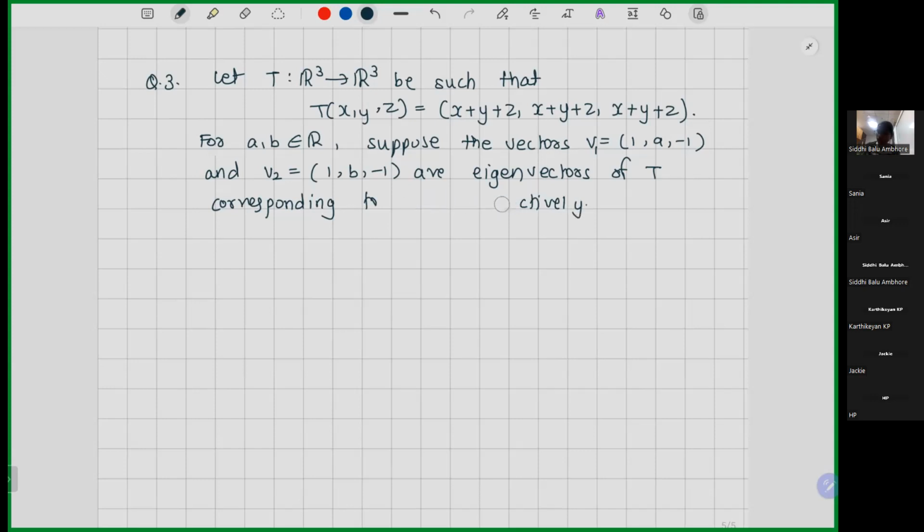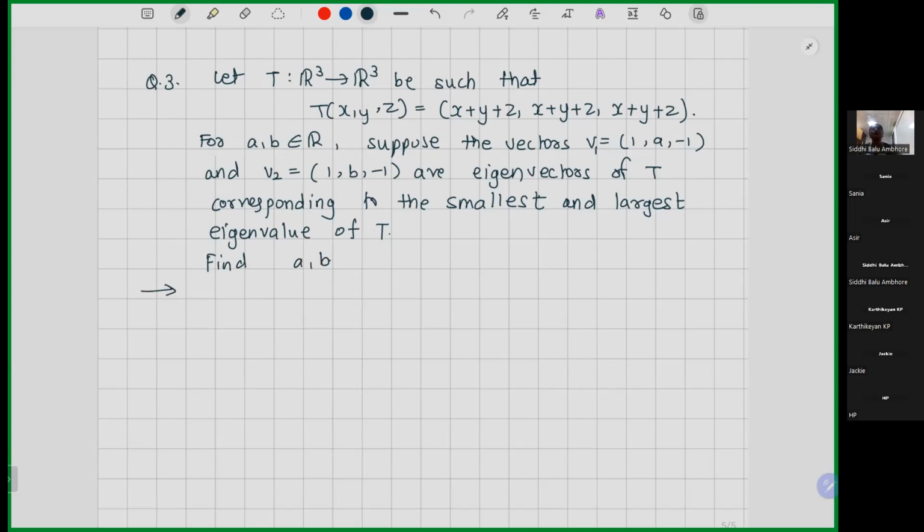the smallest and largest eigenvalue of T, not a and b. So a and b are real numbers. V1 and V2 are given in this form, and V1 is the eigenvector corresponding to the smallest eigenvalue of this T, and V2 is the eigenvector corresponding to the largest eigenvalue of this T. Okay, and we have to find a and b.